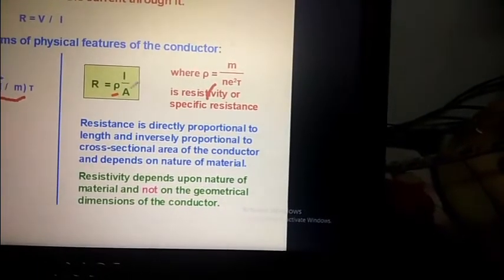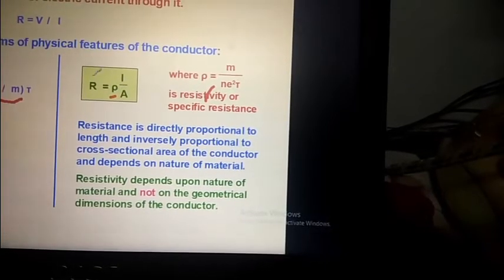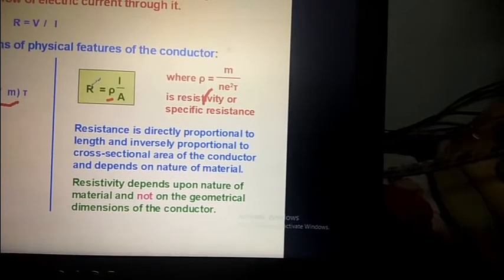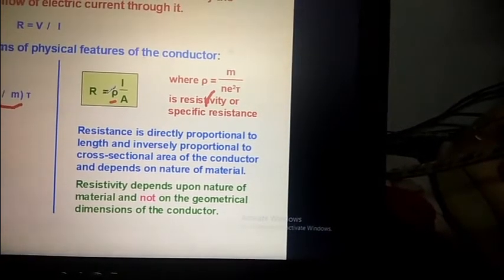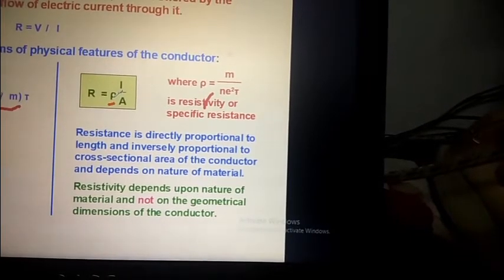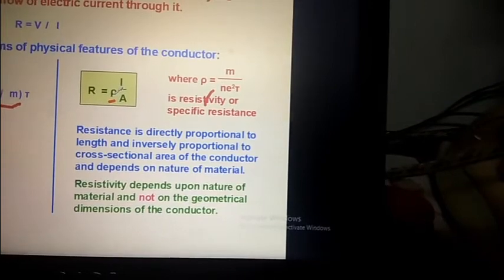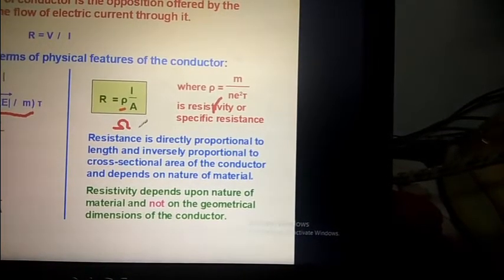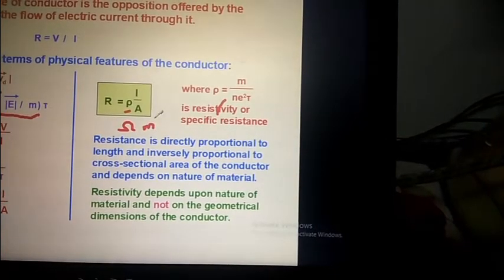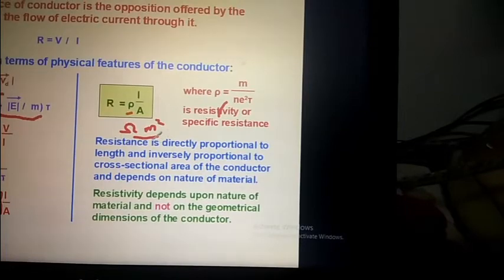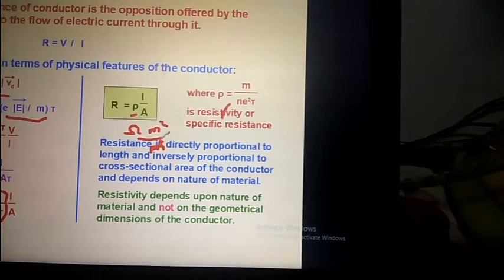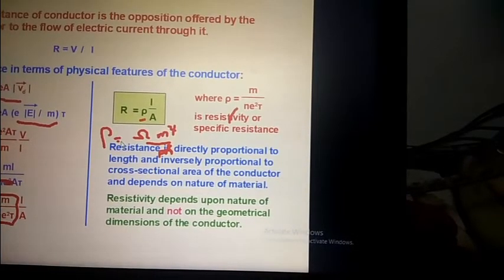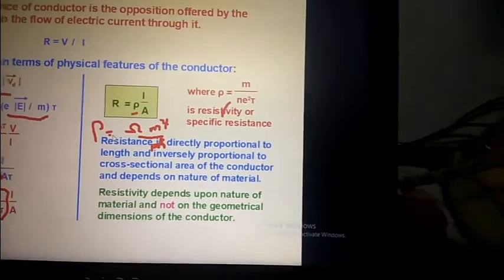What is the unit of resistance? The unit of resistance is ohm. For the unit of resistivity, from the expression R equal to rho L by A, we can write rho equal to R into A by L. So what is the unit for rho? That is ohm into meter square by meter for the length, so these cancel. Finally, ohm meter is the unit for rho. Rho means the specific resistance or the resistivity of the material.